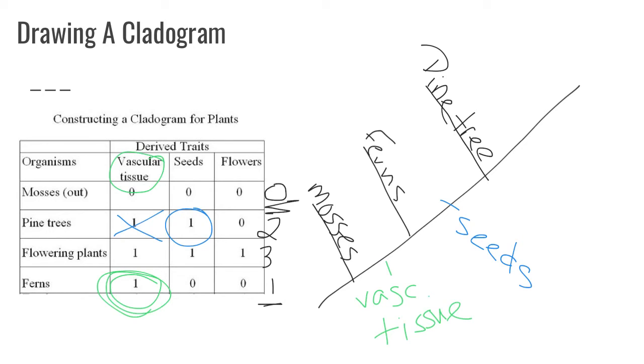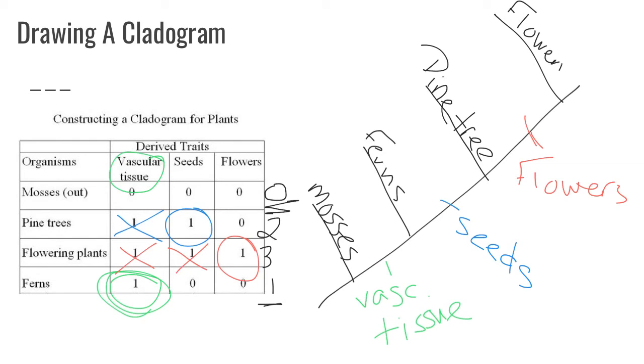So the last thing that I want to do is put that last organism on here. So I know I already did vascular tissue, I already did seeds, so now I'm up to flowers. So I know that flowers is going to be the next trait. And as I put this on here, that of course is going to be my flowering plants. I'm just going to put flowering plants. Mine wasn't able to fit all on there. And here I have a completed cladogram.